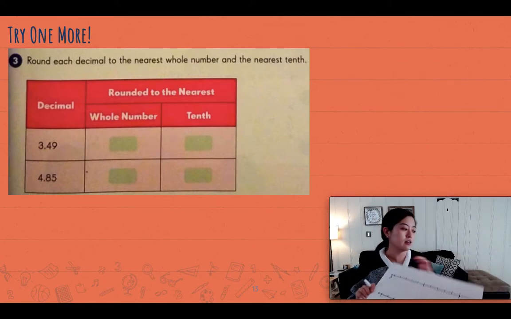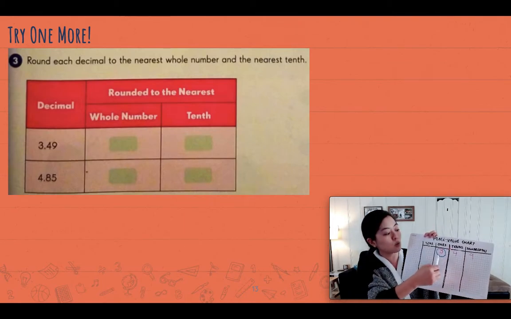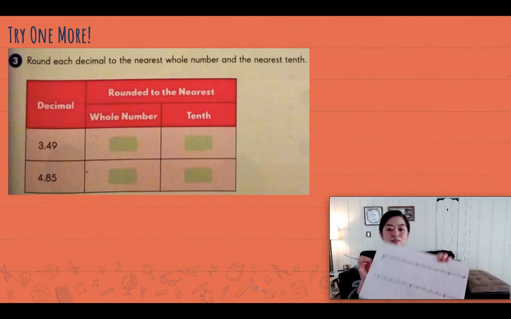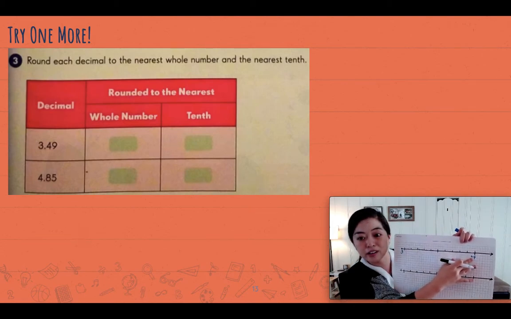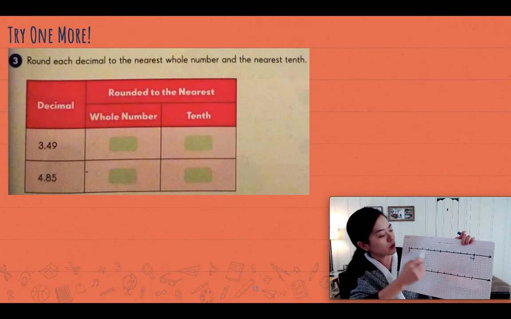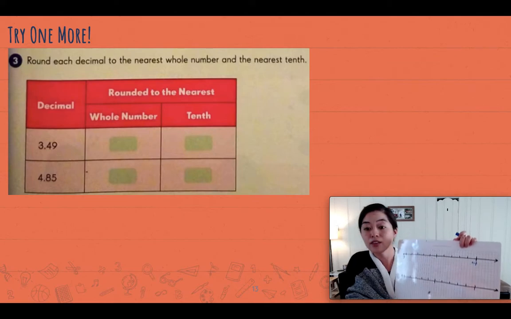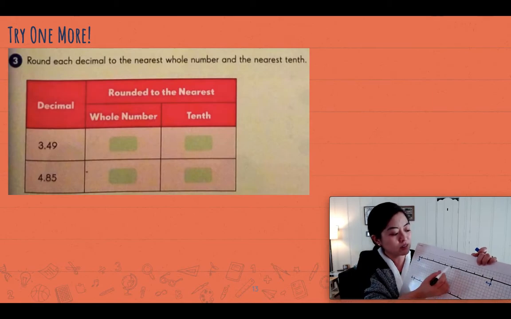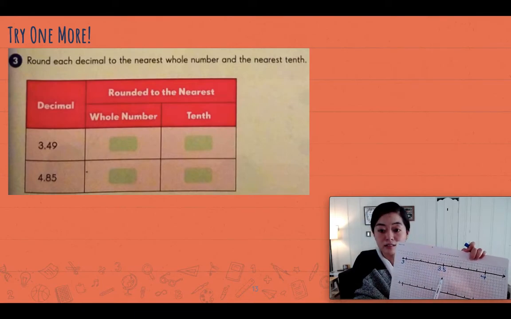Then 3 and 49 hundredths, what's the next whole number that comes after 3? It's 4, right? 3, 4, 5, 6. So we know it's 4. This is your endpoint here. So between 3 and 4, there's 1, 2, 3, 4, 5, 6, 7, 8, 9, 10 spots, 10 equal spaces. What is this midpoint? I know it's 3 and 5 tenths here.